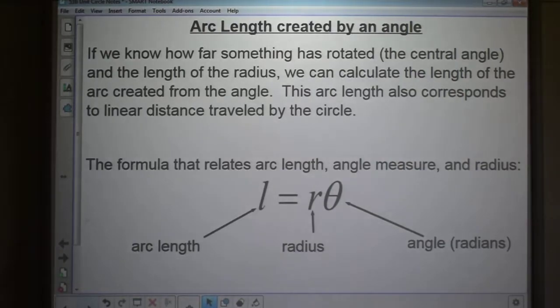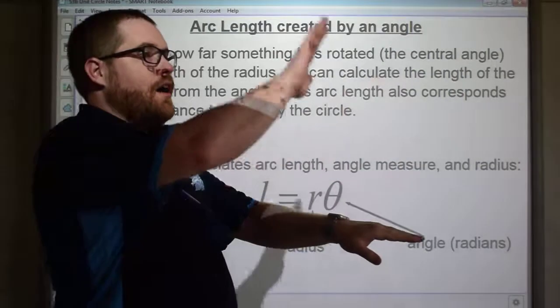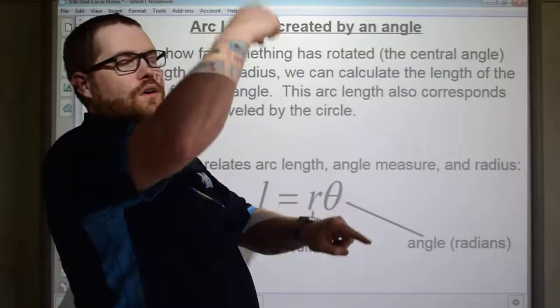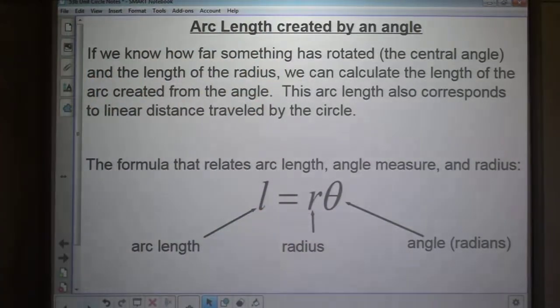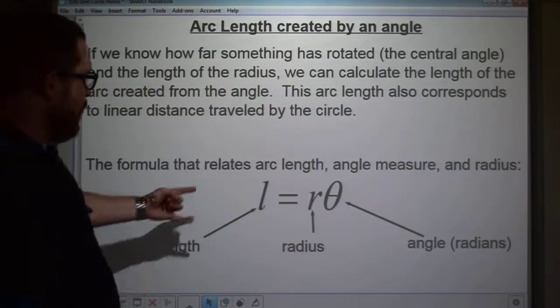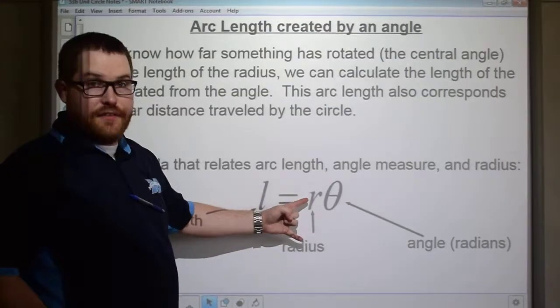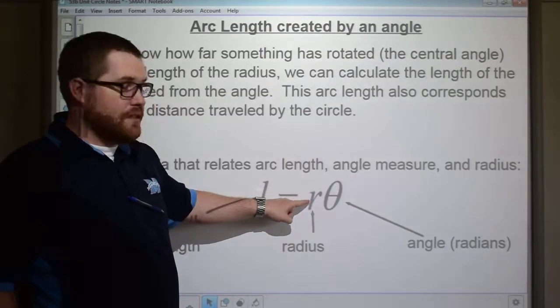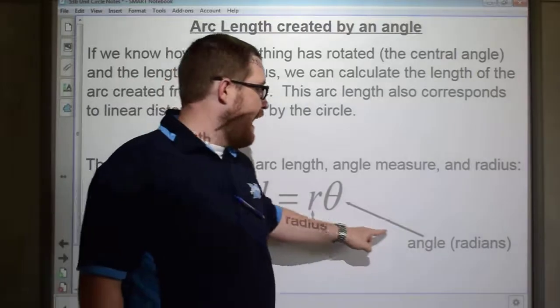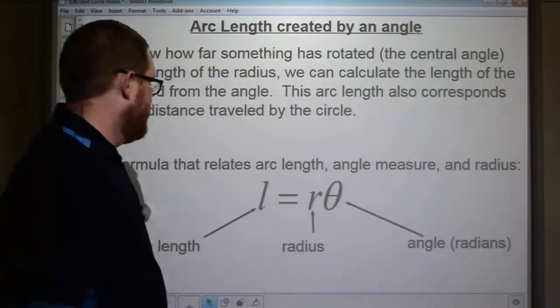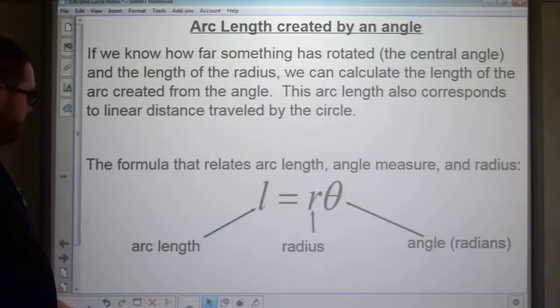Arc length. So not only are we going to talk about how far it opens up, but we're going to talk about how big the arc it created was. The good news is there's a formula. The arc length is equal to the radius. If it's not a unit circle, this is going to be something besides 1. And then the angle in radians. So L equals r theta.